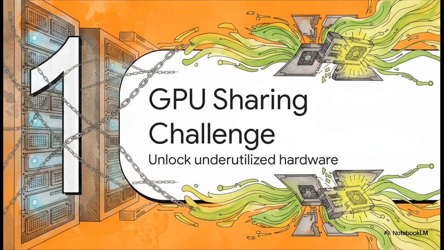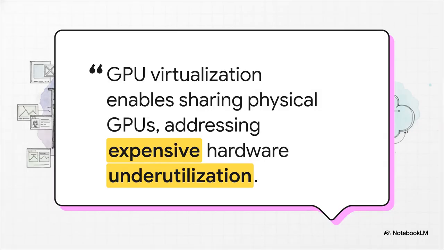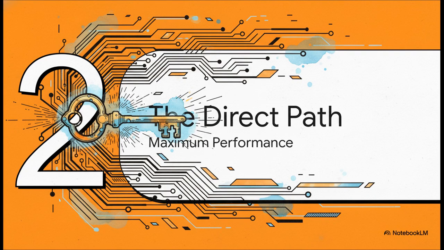So what is the fundamental problem we're all trying to solve here? Well, it really boils down to one thing. GPUs are amazingly powerful, but they are also incredibly expensive, and in a lot of places, they just sit there, not doing much, which is just a huge waste of money. And this quote right here gets right to the heart of it. The entire goal of GPU virtualization is to take that one big, expensive piece of hardware and slice it up so that lots of different users or applications can share it. It's all about getting the most bang for your buck by making sure that pricey asset is always working for you.